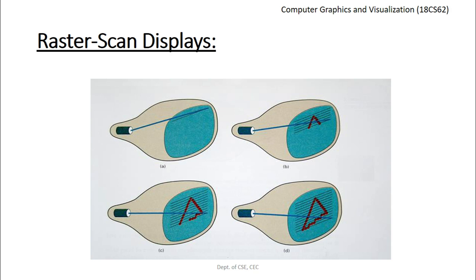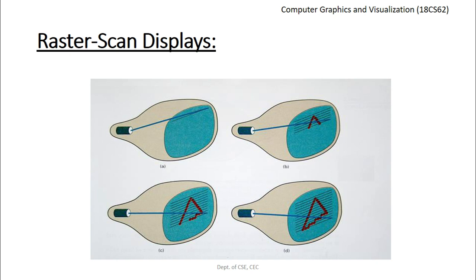The electron beam is swept across the screen one row at a time from top to bottom. As shown in this diagram, all these horizontal lines represent rows where the electron beam will be swept across the screen. As the electron beam moves across each row, the beam intensity is turned on and off to create a pattern of illuminated spots.